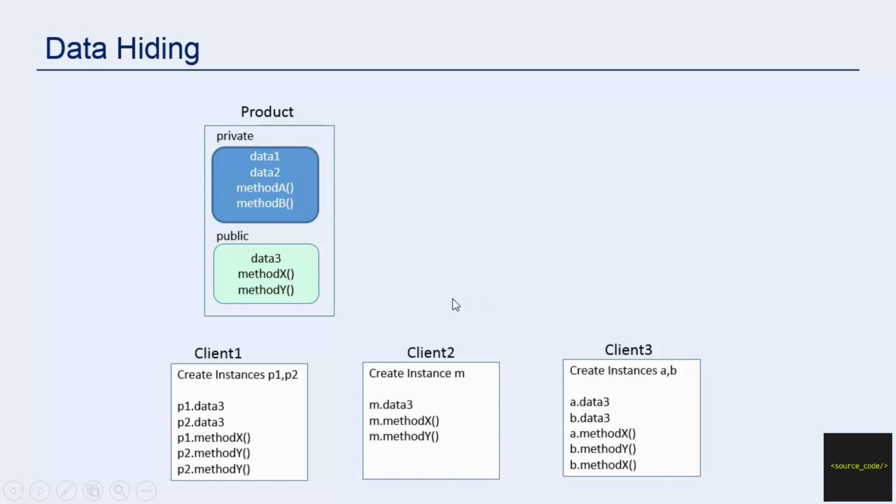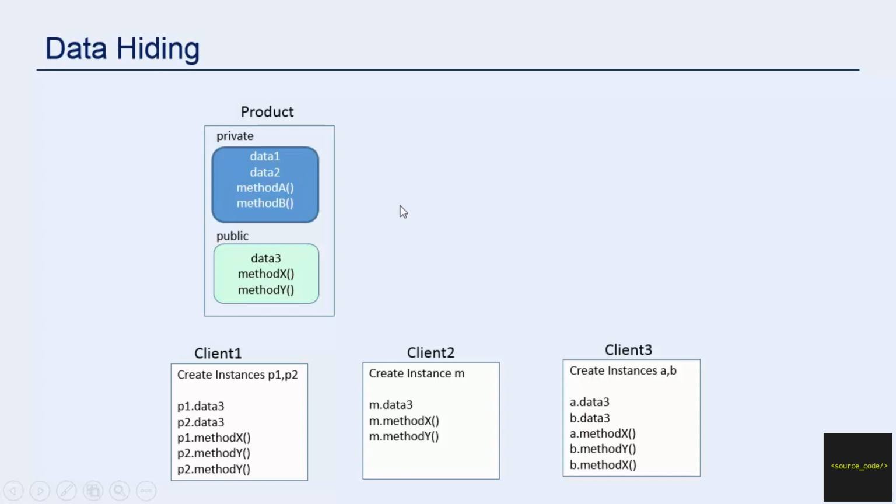The users of a class are generally called clients, and the client code uses the class by instantiating it, that is, by creating its objects. So suppose we have these three clients that use this class named product in their applications. These clients can access this variable data3 and can call these two methods, method x and method y, through the instances of the class. But they have no access to these variables and these methods. The creator of the class has chosen to hide them from the user because these things are used in the internal working of the class. They are not required by the user.